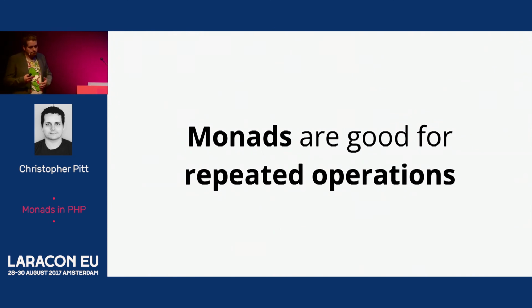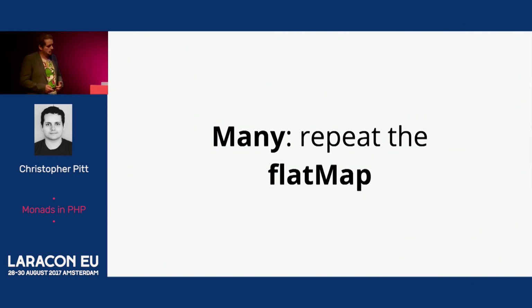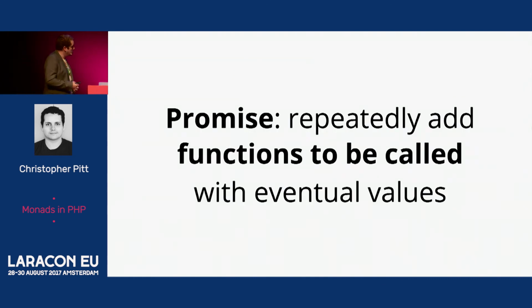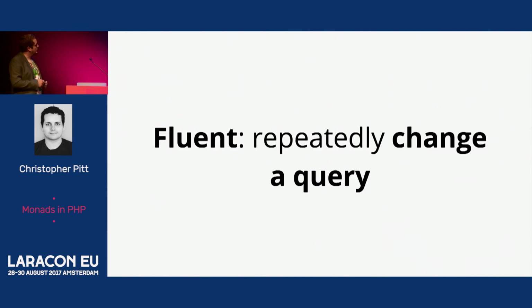And at the end of the day, monads are good for repeated operations. In terms of maybe, the repeated operation is implicit null checking. In terms of many, it's a repeated flat map or a repeated iteration over some internal values. For promises, it's to call a function eventually when the value resolves. And for promises specifically, we see this often because we will do something like requesting a URL and then calling a then on top of that to execute when the URL resolves. Doing something inside that then, and then calling another then, and then calling another then. It becomes quite a chain of things. But the repeated behavior there is to call functions when values eventually resolve. For jQuery, the repeated behavior is filtering and modifying elements in the DOM. For Fluent, it's repeatedly changing a query. And every subsequent method call returns an instance of the same monadic thing underneath.